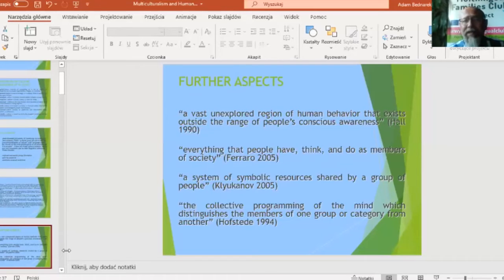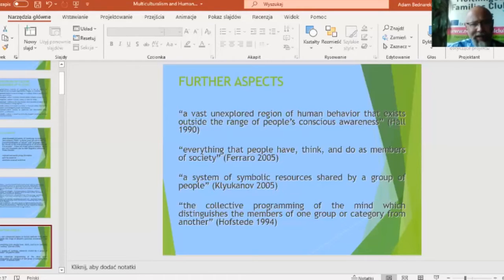Then we have a system of symbolic resources shared by a group of people, and the collective programming of the mind. And here we're coming to one of the most important and influential figures, not only in the area of culture studies, but also in management, Mr. Geert Hofstede, who called it the collective programming of the mind, which distinguishes the members of one group or category from another.